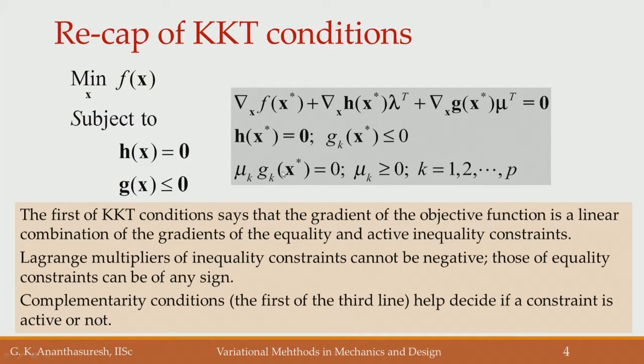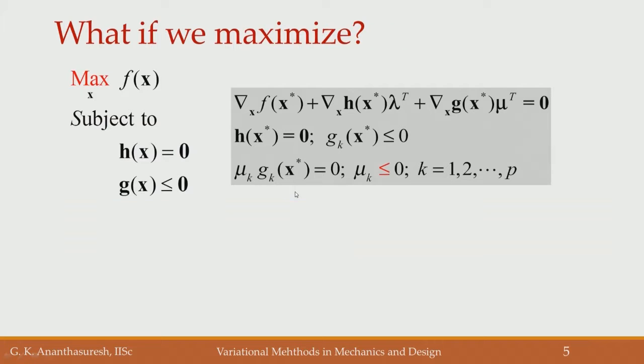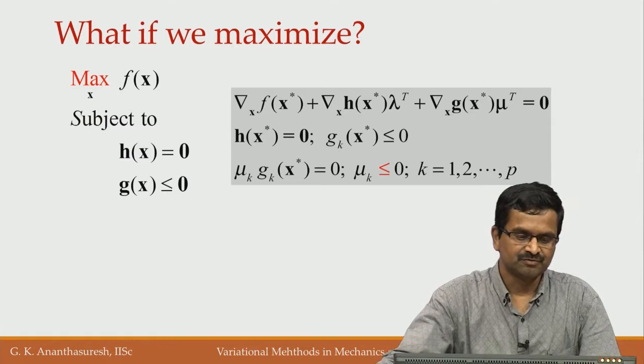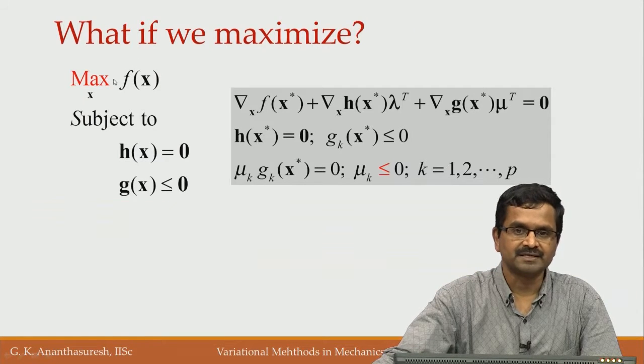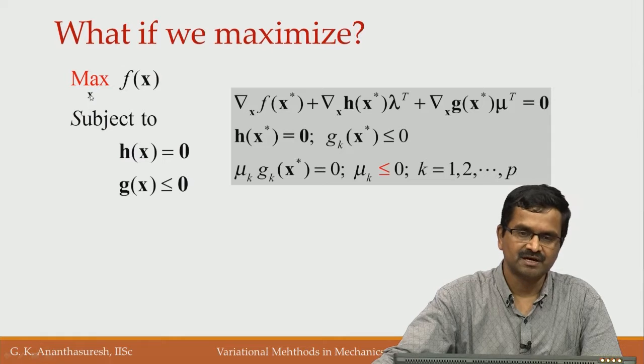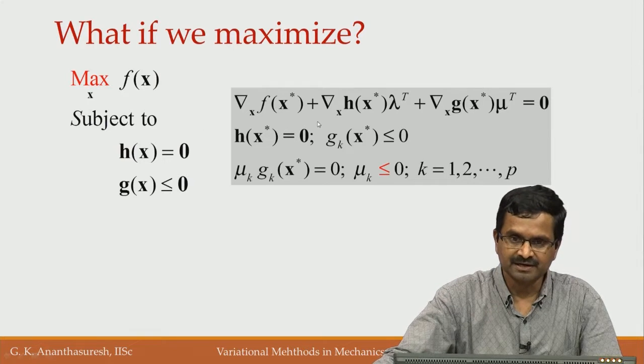Complementarity conditions are the ones which tell you how to decide whether a given constraint is active or inactive. Now, to understand KKT conditions, let us flip it. In the previous slide, we were saying minimize this objective function with respect to x. Now, let us say we want to maximize f of x with respect to x. How do the KKT conditions change?